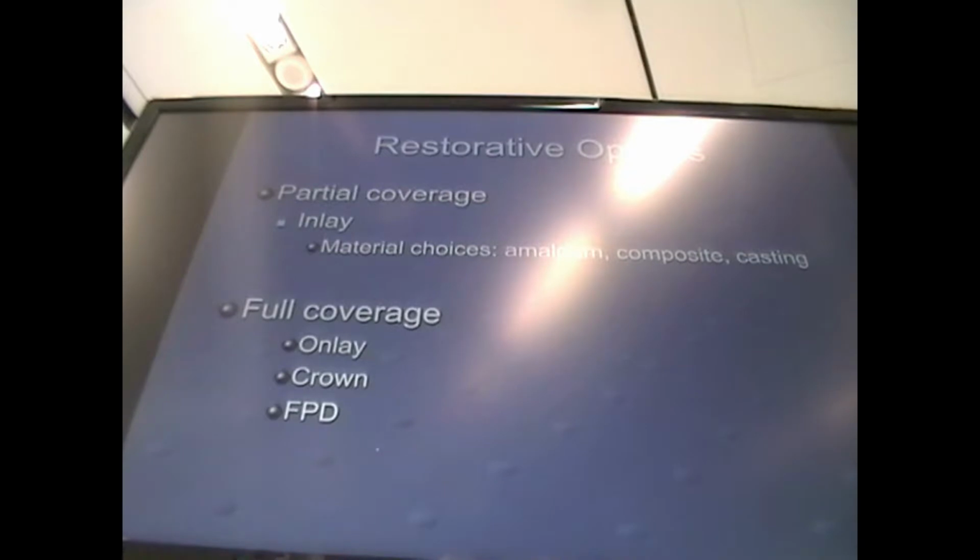Restorative options: partial coverage, an inlay. When I was a case, we did a lot of gold inlays. Now you see the material choices are amalgam, composite, or again, a casting, for example, gold. Full coverage could be a crown, an onlay, or fixed partial denture abutment, could be a bridge abutment.